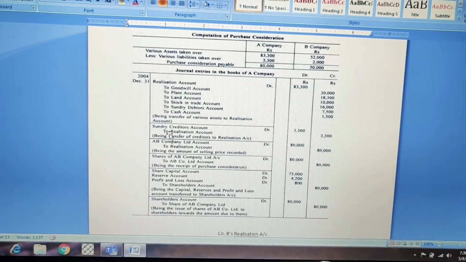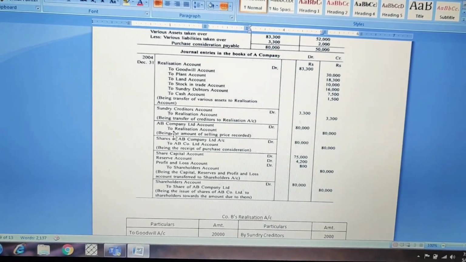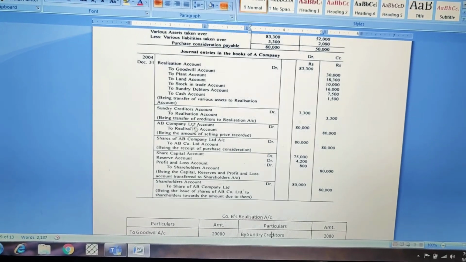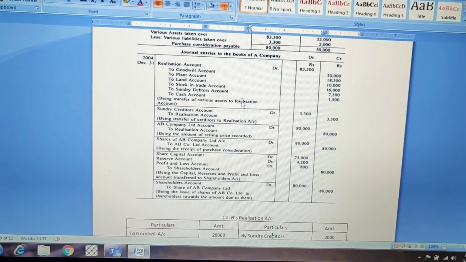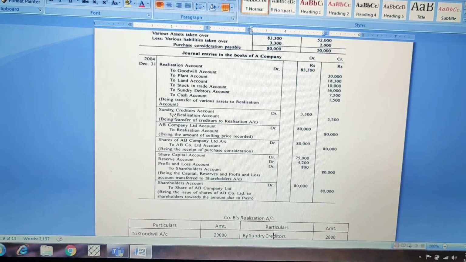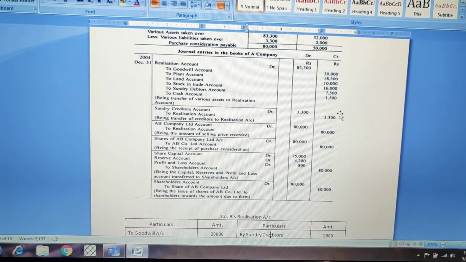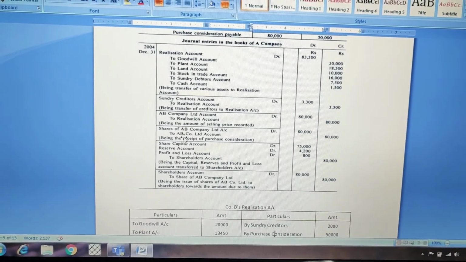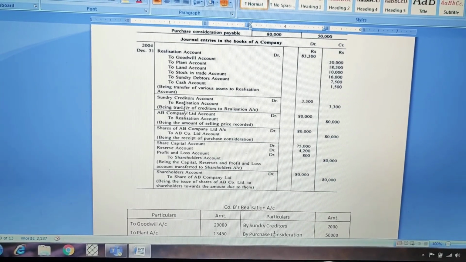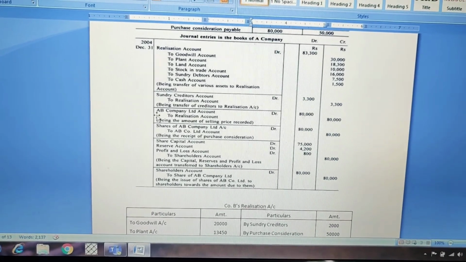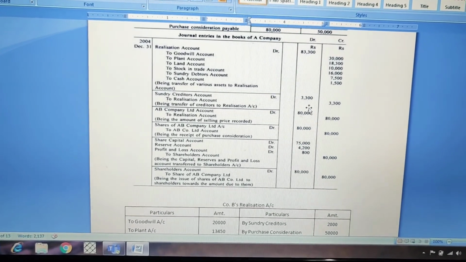Okay, and on the credit side, what we did, we passed the sundry creditors liabilities amount on the credit side of the realization account. So what will be the journal entry? Sundry creditors account to realization account 3,300. Next, how we calculate our purchase consideration. We did that, the balancing figure was 80,000.